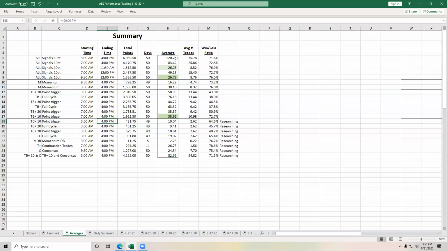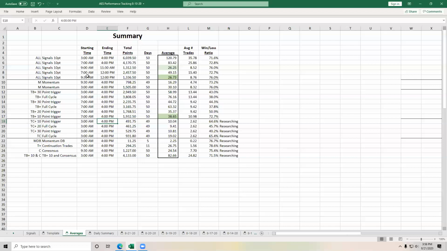Some of these are pretty big averages, but we also track the win-loss ratio. And then the last thing is, well, what time frame was that being tracked? So we've got time frames that are actually 13 hours, 3 a.m. Eastern to 4 p.m. Eastern. And we've got other time frames where we'll keep an eye on like 9 to 11:30 or 9:30 to 12. So we're breaking it down, and this is a very flexible tool for us.